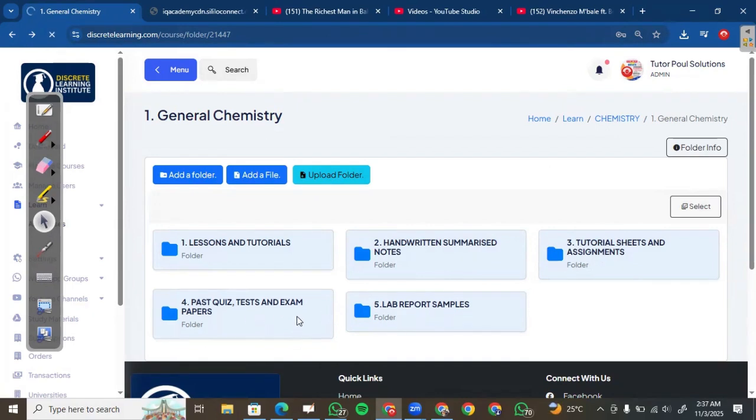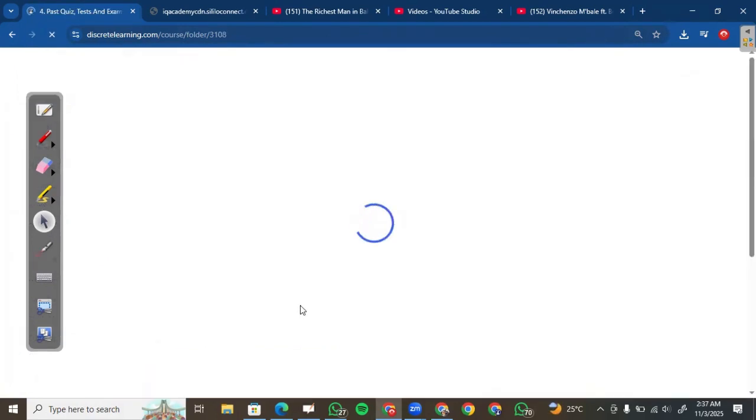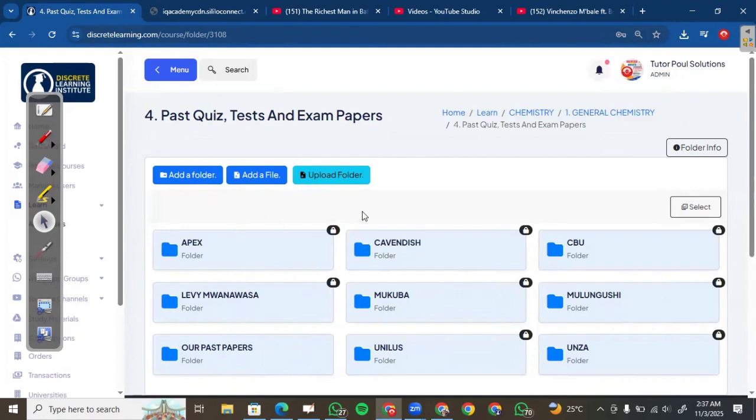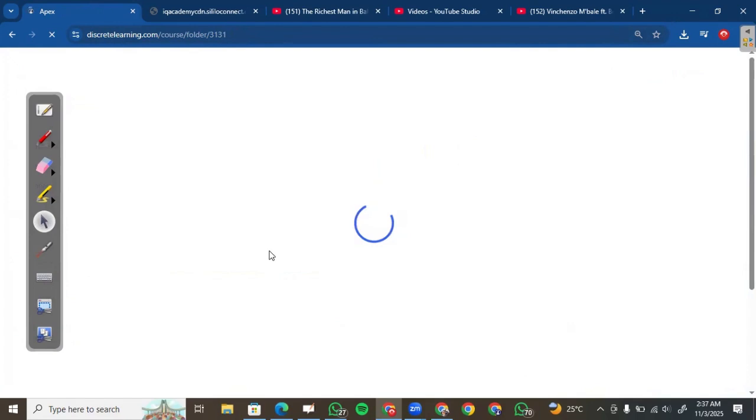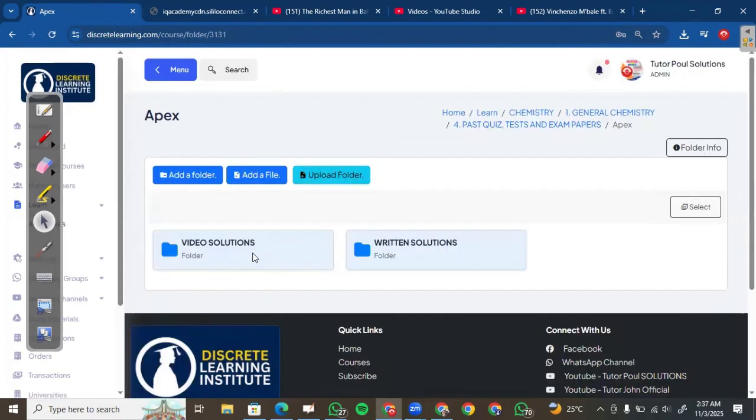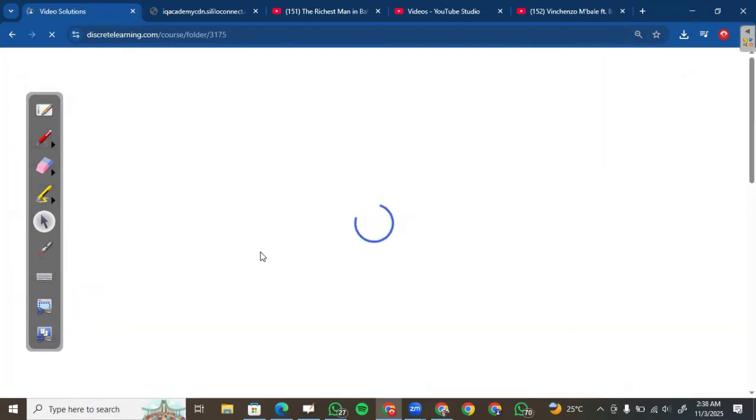If you want to check out the past papers, you open this folder and then you go to your university. For example, if I'm at Apex, I'll go into the Apex folder, and then I'll go to the video solutions there. If you want, you can check out the written solutions. We also have them. In the video solutions, you're just going to find videos on different past papers. It can be quizzes, it can be tests, as well as the final exam.